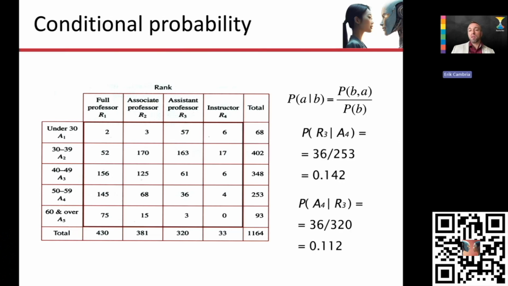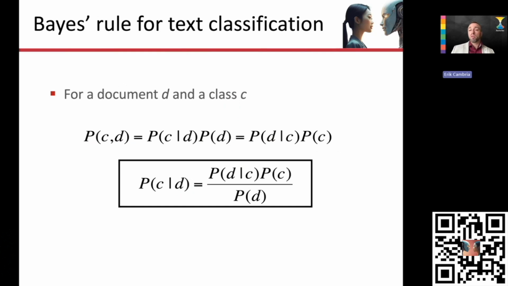One thing is the probability of being an assistant professor, given that we are looking at someone in their 50s. And another thing is the probability of someone being in their 50s, given that they are an assistant professor. So don't get confused by this. But this is important because then we're going to be using the Bayes rule for classification.